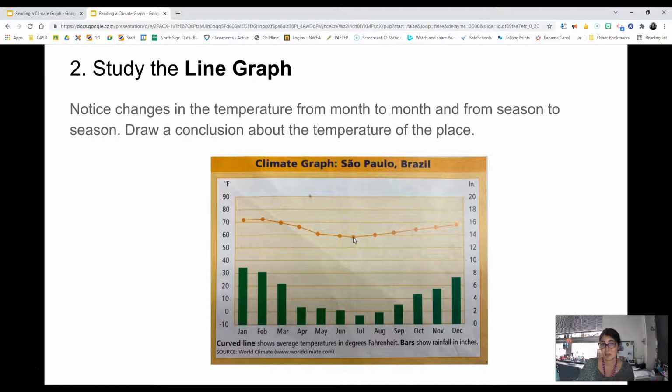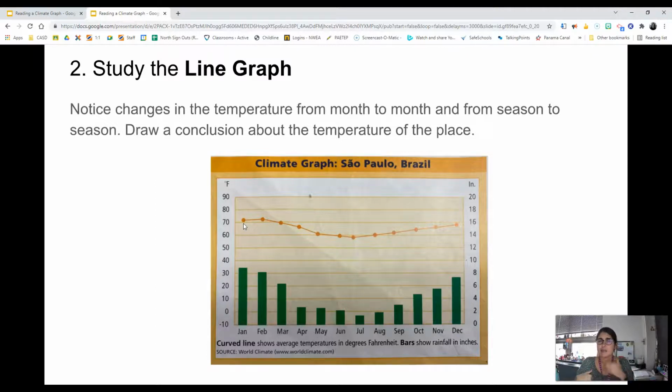But what is the temperature? So we want to go over. And I'd say about 59 degrees Fahrenheit. So you have the hottest at 70 degrees Fahrenheit and the coldest at 59 degrees Fahrenheit. Now my next question to you is, okay, their hottest month is February, their coldest month is July.